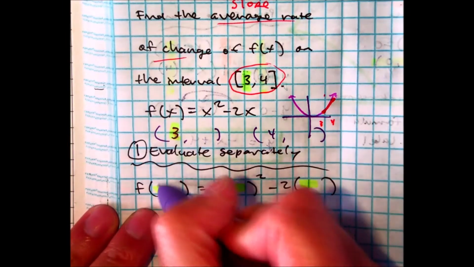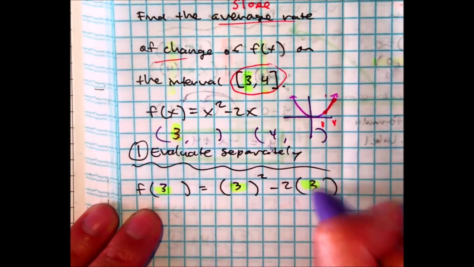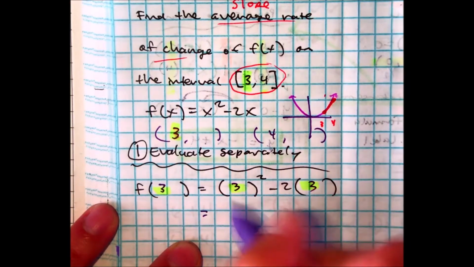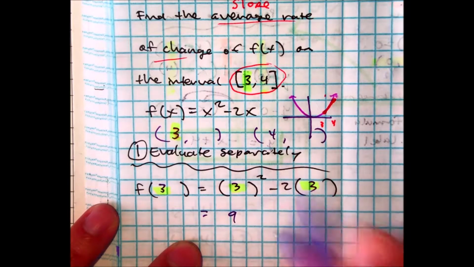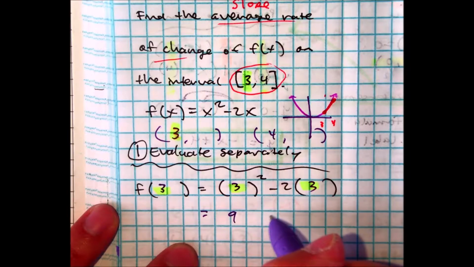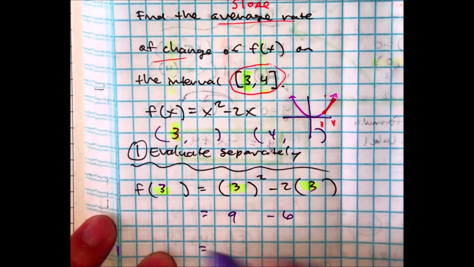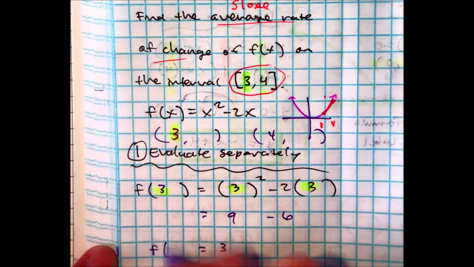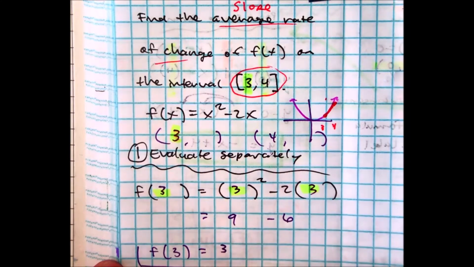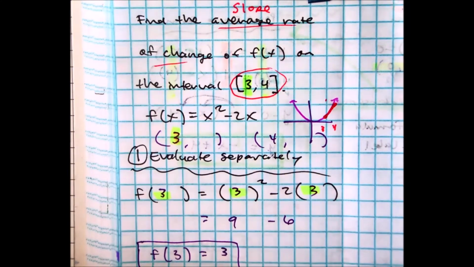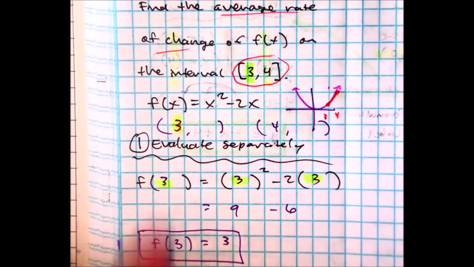So if I put in a 3, 3 squared is 9, negative 2 times 3 is negative 6, 9 minus 6 is 3. So I have f of 3 equals 3. Remember, this is an ordered pair, 3 comma 3.